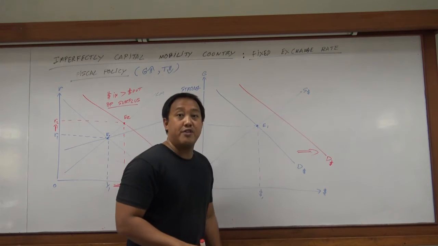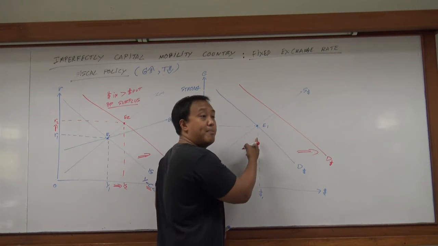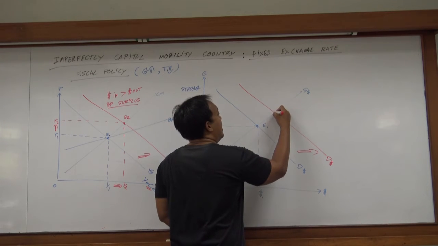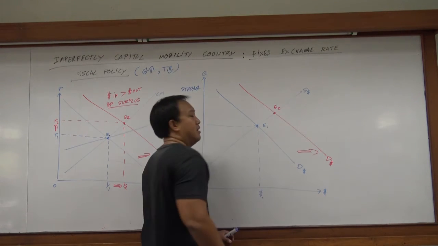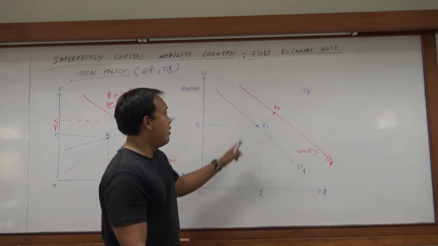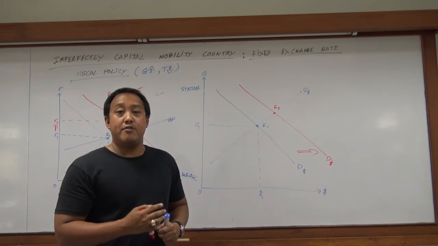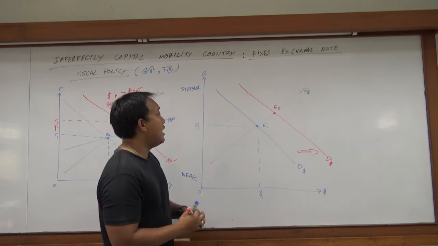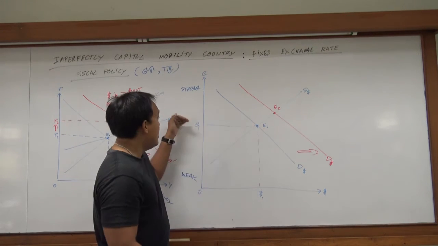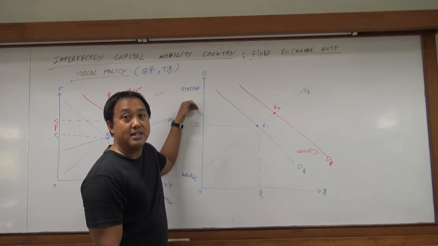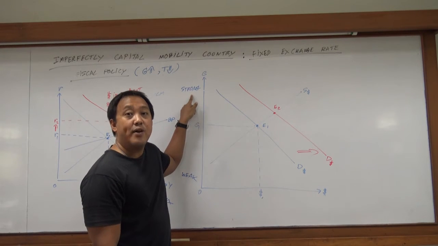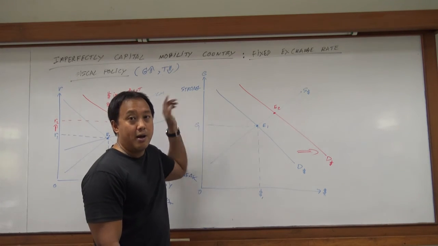Okay, demand for US dollar shifts to the right. The equilibrium point should be moving from E1 to E2. If we use a flexible exchange rate, when the equilibrium point moves from E1 to E2, the exchange rate is going to be increasing. Our currency, the US dollar, is going to be stronger.